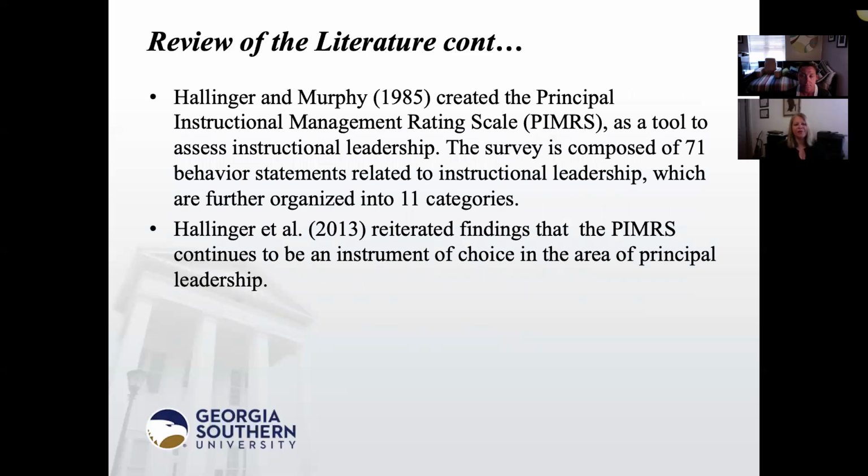Hallinger and Murphy created the Principal Instructional Management Rating Scale as a tool to assess instructional leadership. This survey was 71 behavior statements related to instructional leadership, which are further organized into 11 categories. Hallinger reiterated findings that the Principal Instructional Management Rating Scale continues to be an instrument of choice in the area of principal leadership.